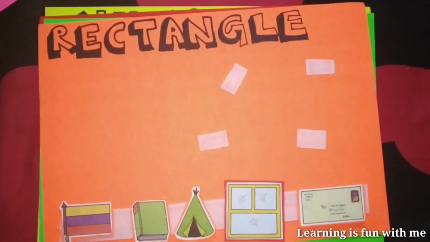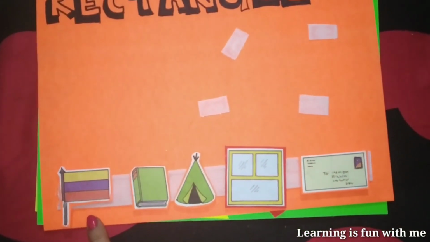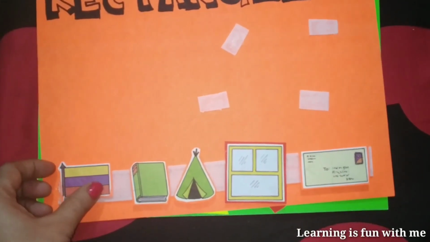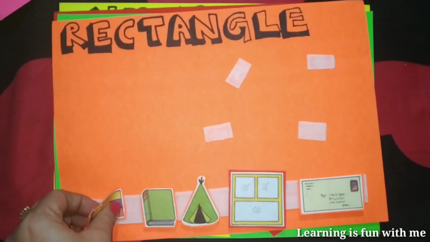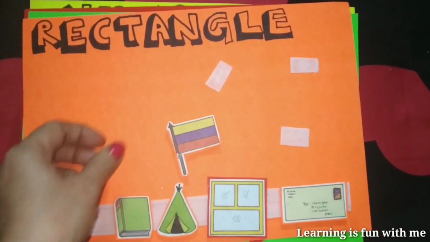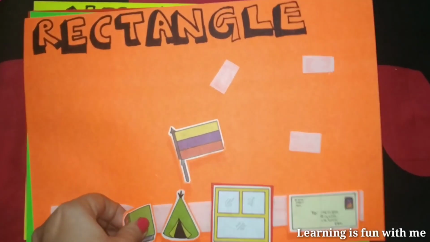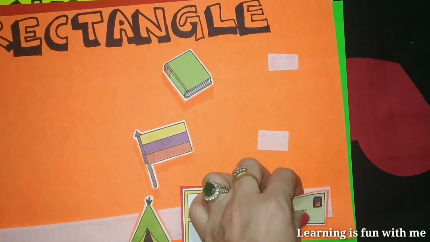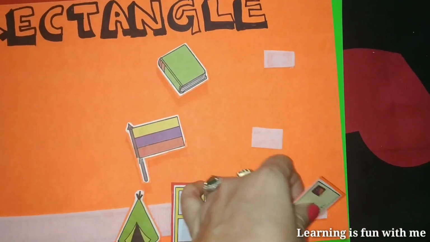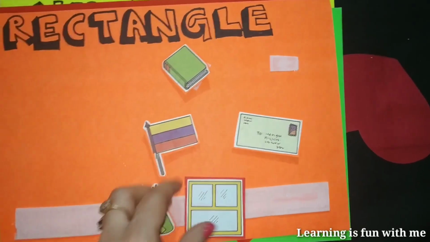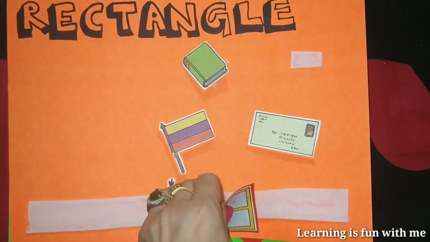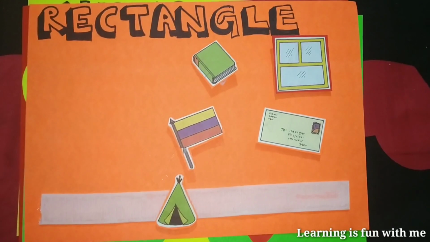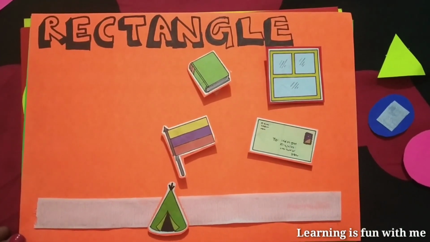The next is related to rectangle. All rectangle shape objects are there, like flag, book, window or letter. So the child will recognize rectangle shape objects. So this sheet is related to rectangle shape objects.